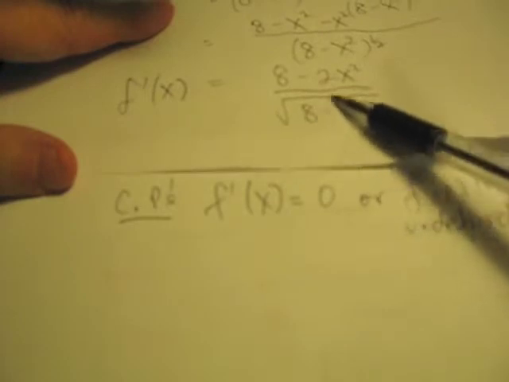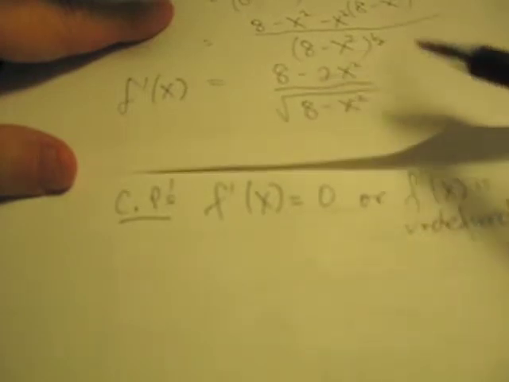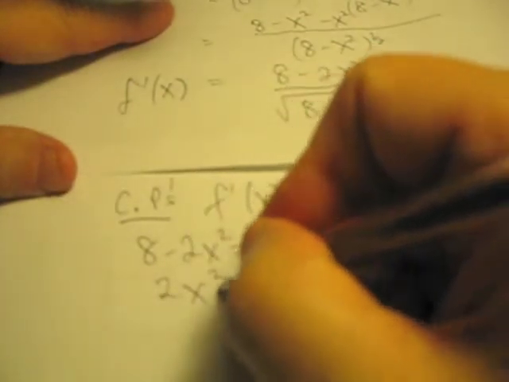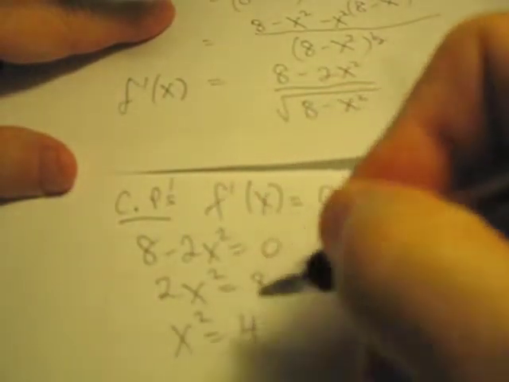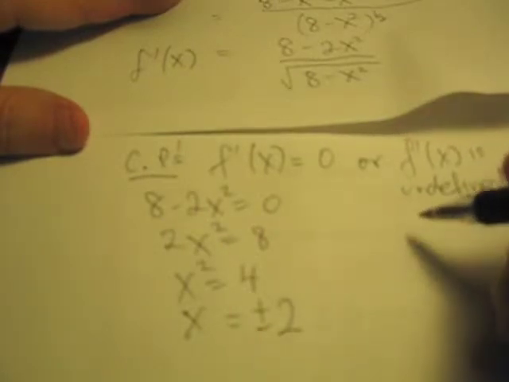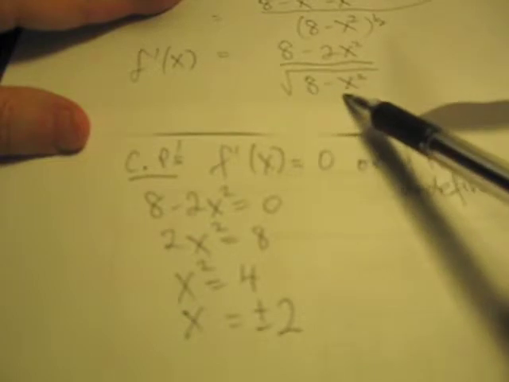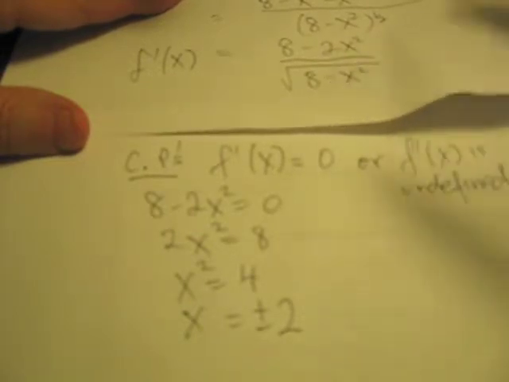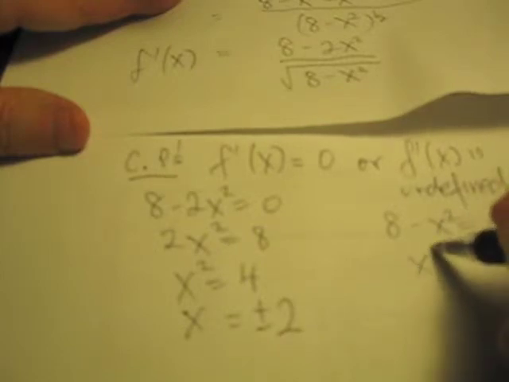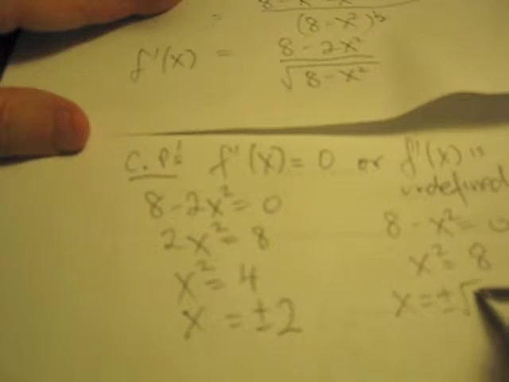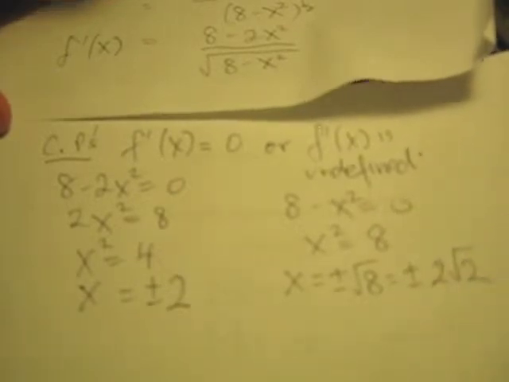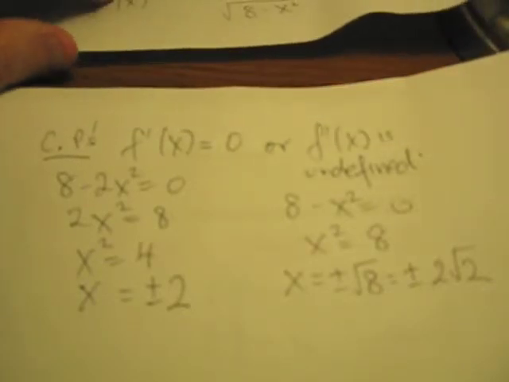Right, so if we look at our function, we can see first of all where this is going to be 0. It's going to be when the numerator is 0, so this is going to be when 8 minus 2x squared equals 0, and this will be when 2x squared equals 8, or x squared equals 4, which means x is equal to plus or minus 2. Right, next, undefined, of course, is going to be, if you look at the function, when 8 minus x squared is going to be equal to 0. So this is going to be when x squared equals 8, or x equals plus or minus the square root of 8, which of course is plus or minus 2 square root 2. Okay, so we now have the critical values.